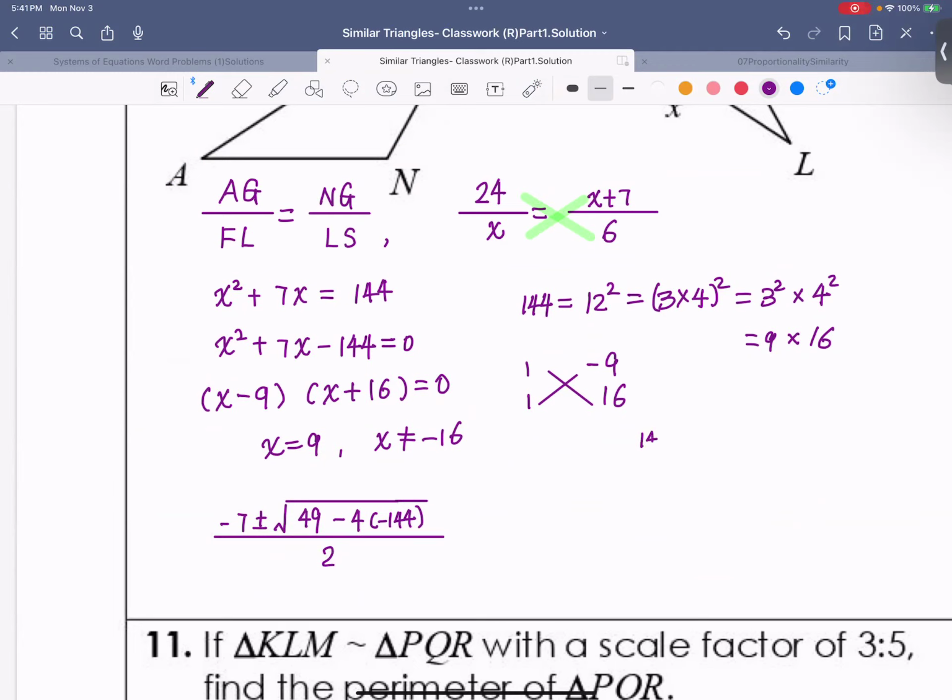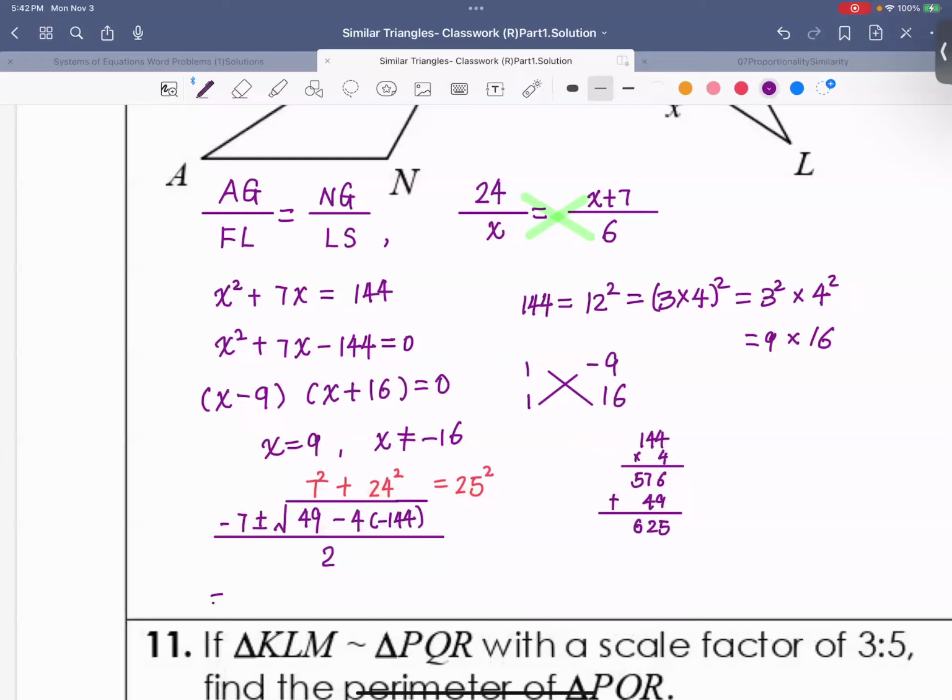144 times 4 gives you how much? 576. Yes. 576 plus 49 gives you how much? 625. Do you see? This is the thing I asked you to remember before. That's 25 squared. Look, 7 squared plus 24 squared equals 25 squared. Make sense now? If you remember the Pythagorean theorem numbers I told you before, this becomes very fast.